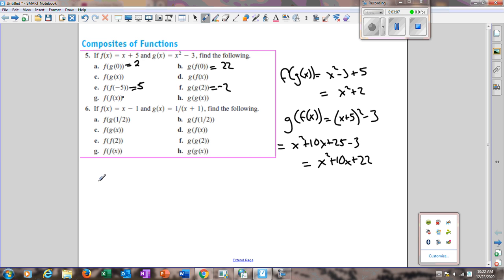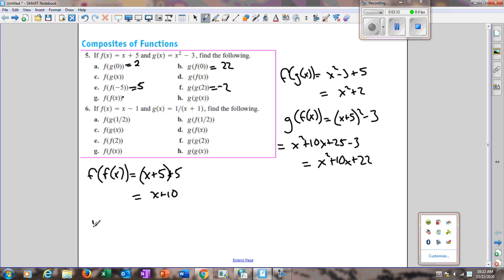Part G, f of f of x, means that I take f of x and plug it into the function f of x. So that's going to give me x plus 5 plus 5. Basically just replace this x with an x plus 5 already. So that's x plus 5 plus 5, or x plus 10.